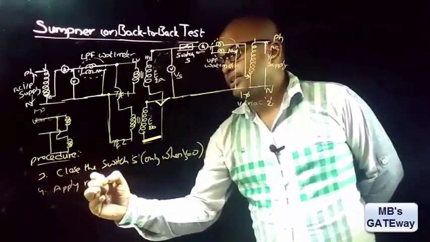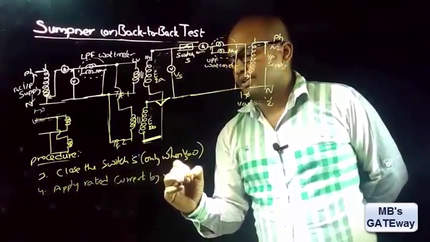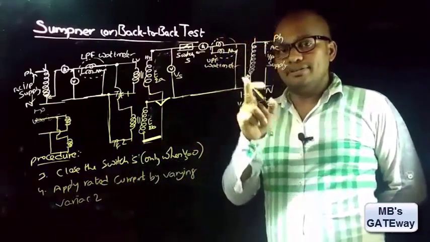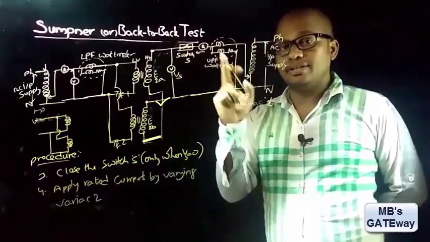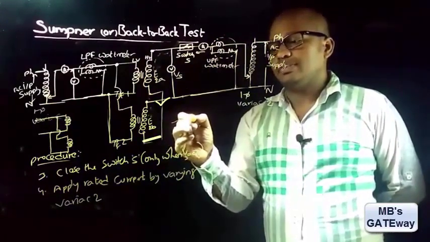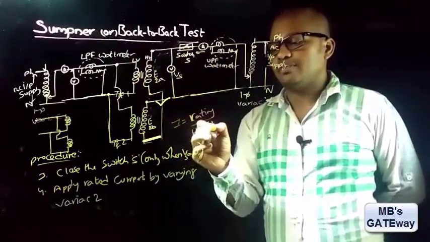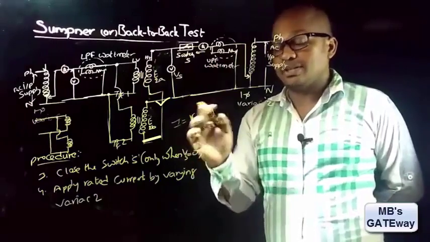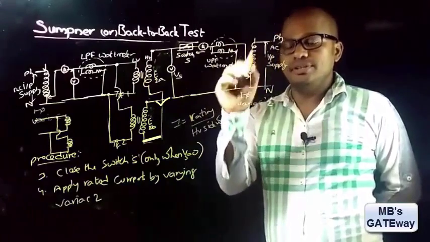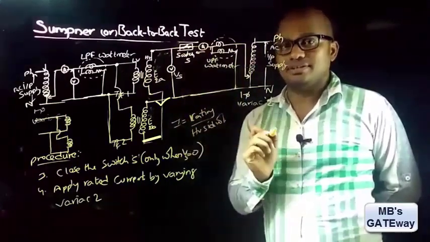apply rated current by varying variac 2. Now by varying this variac, you must apply the rated current. Rated current I is found by the rating of the transformer divided by the HV side voltage. And it is known that rated current is obtained at a very low input voltage. So you must vary the variac very slowly such that the ammeter reads the rated current.